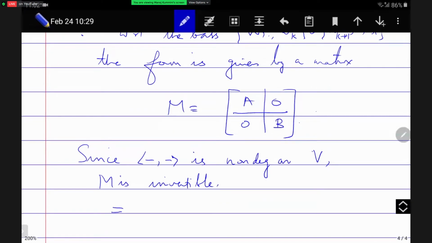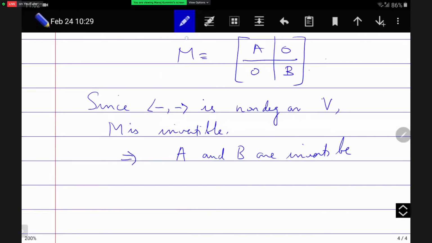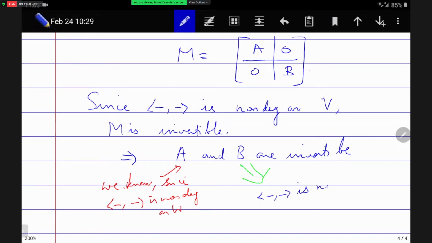Which implies that, of course, A and B are invertible. This, of course, we knew, because we knew this. This is not new information. We knew, since the form is non-degenerate on W, that is what we started with. This is new information. And this implies that the form is non-degenerate on W perp.